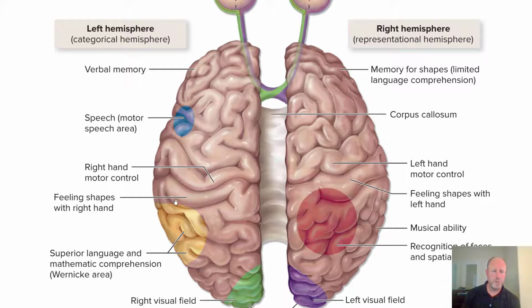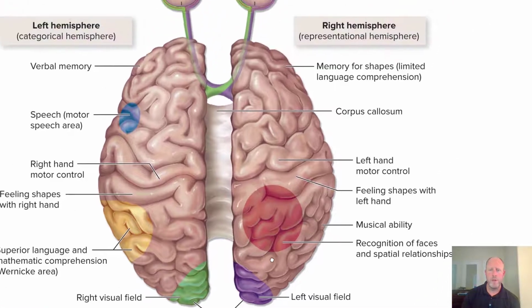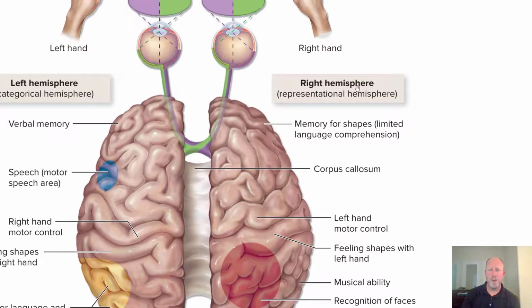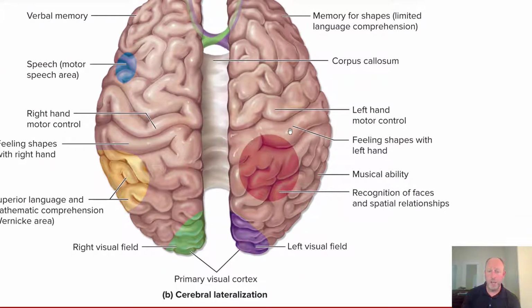We are feeling shapes with the right hand, our superior language and mathematical comprehension, Wernicke area, and our right visual field, part of our primary visual cortex, and the posterior part of the cerebrum here. And then we have on the right side, our right hemisphere, the representational hemisphere: memory for shapes, limited language comprehension, corpus callosum down the middle here. Left hand motor control, feeling shapes with left hand, musical ability. Wonder if my side is not developed well. That said, recognition of faces and spatial relationships, and left visual field.